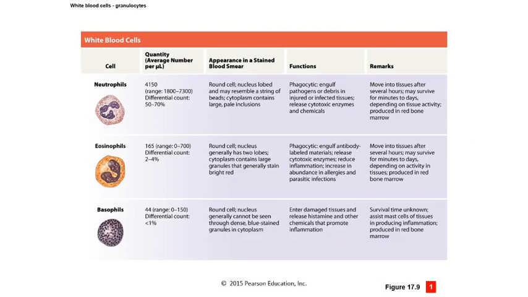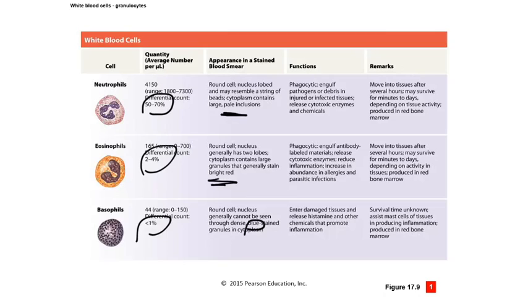Please read through these charts. It will give you their average numbers. For now, what I want you to know for sure are their average ranges: 50 to 70, 2 to 4, less than 1%. I want you to be able to recognize them. Again, we'll be practicing this in lab. Again, very pale granules, very bright red granules, and dark blue or black colored granules.